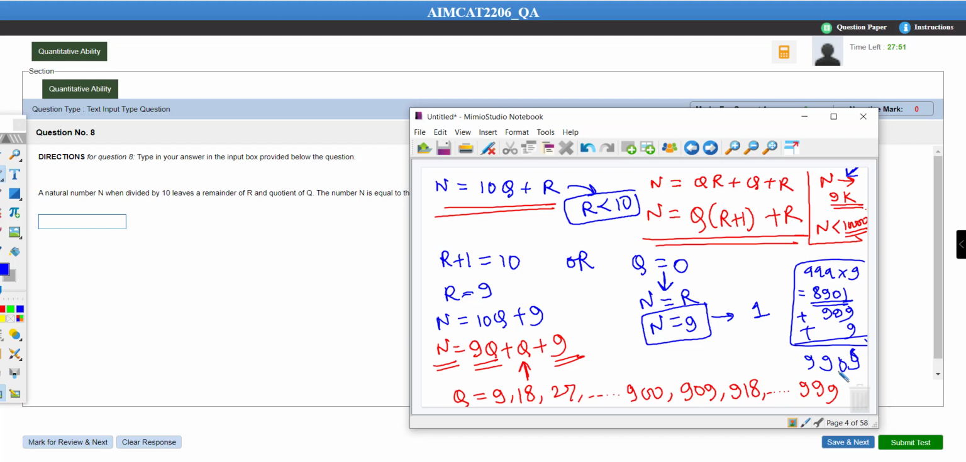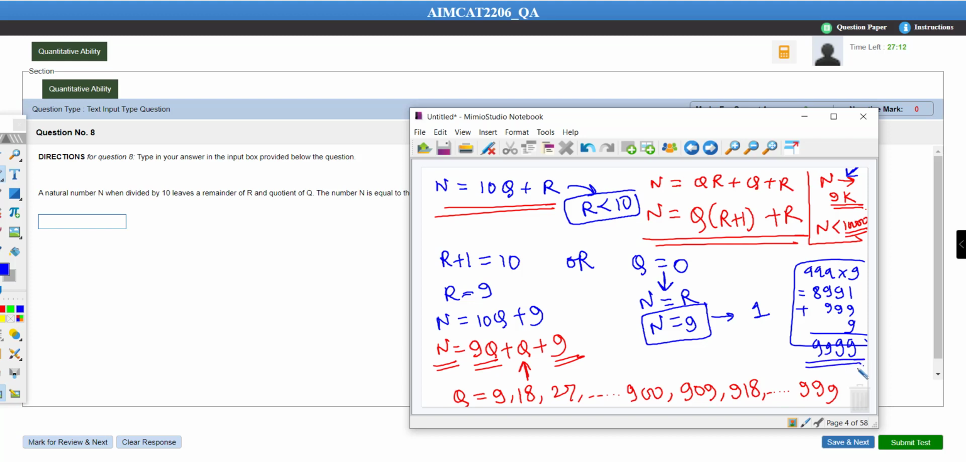999 into 9 is how much? 9000 minus 9. Oh, sorry, I made a mistake here. Let me go back. 999 into 9 is how much? 9000 minus 9 is 8991. Plus q is how much? 999 plus 9. I think yes, this is for sure less than 10,000, but can we go ahead or not? We need to check that. This is going to be 9989, correct. We cannot move ahead.